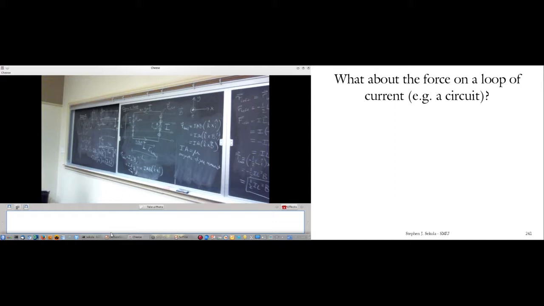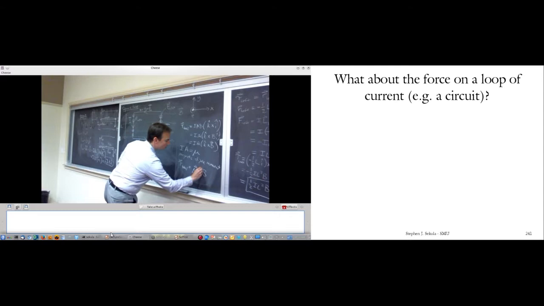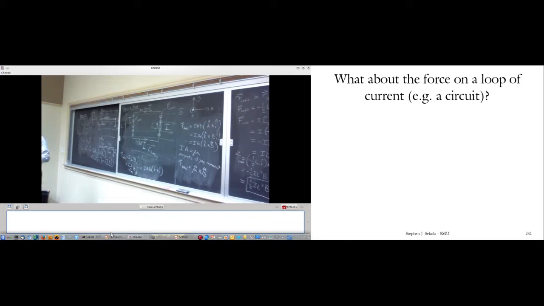There's a reason for this, and it's very convenient to define this quantity as mu, and here's why. If I want to know the total torque on a loop, I just have to know mu vector cross B vector, and mu vector is just IA, in this case, K hat. How do you figure out the direction of mu in an arbitrary problem involving a current loop?